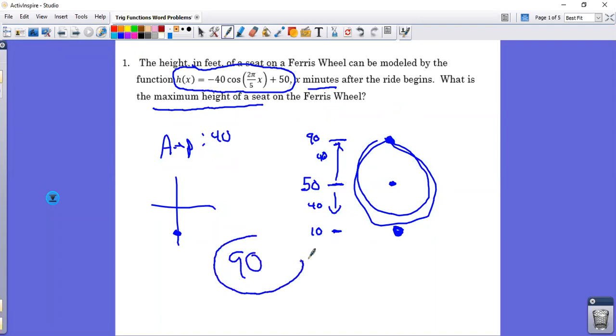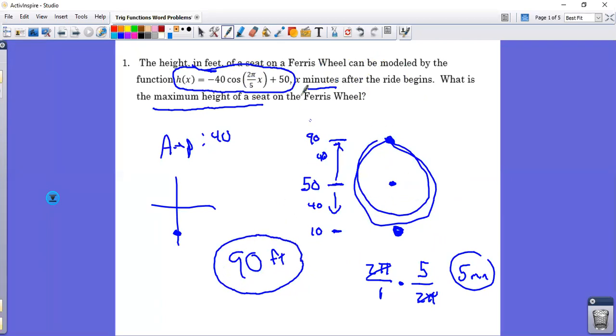So 90, does it say if it's in feet? 90 feet is the height. If it asks you how long does it take that Ferris wheel to go around one time, that would be one period. And again, the period is going to be 2 pi over 1 times the reciprocal of that. So that'd be 5 over 2 pi. Those would reduce. And if it's in minutes, it takes 5 minutes for that Ferris wheel to go around one time. That's a slow Ferris wheel, 5 minutes.